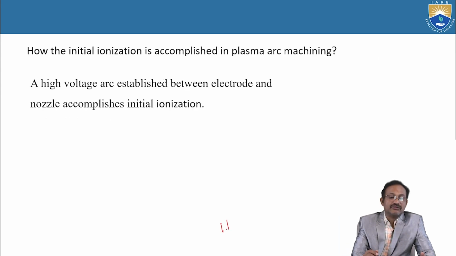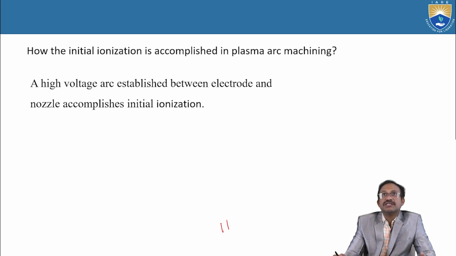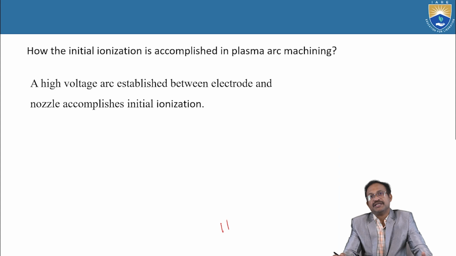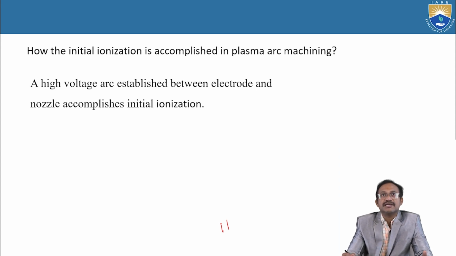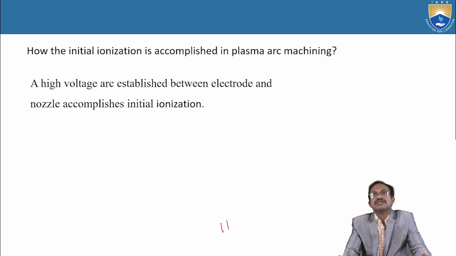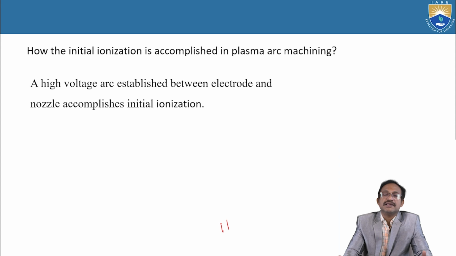Eleventh one. How is the initial ionization accomplished in plasma arc machining? A high voltage arc established between the electrode and nozzle accomplishes initial ionization.